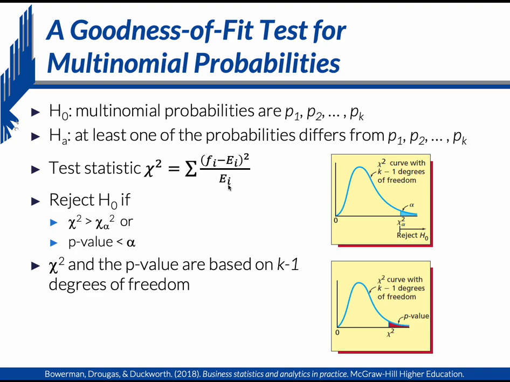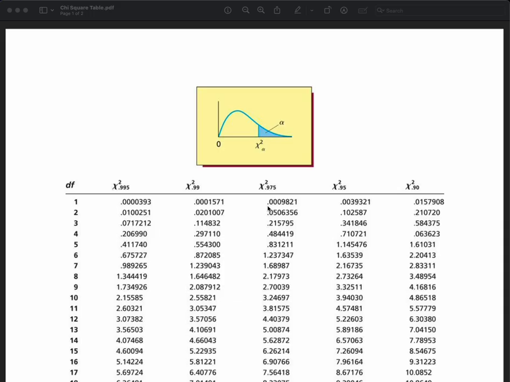Like other hypothesis tests, we compare this test statistic to a critical value, which is a chi-squared value based on k-1 degrees of freedom, where k pertains to the number of groups or categories being compared. Now, this is a chi-squared value which we will obtain from another table called the chi-squared table. And this is how the chi-squared table looks like.